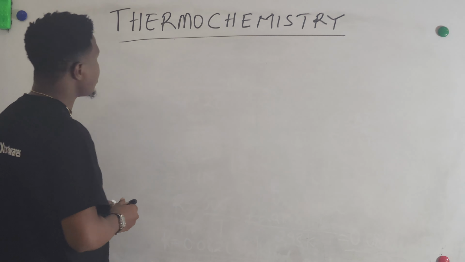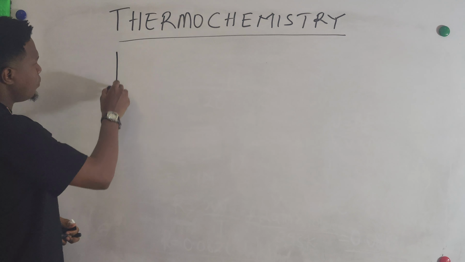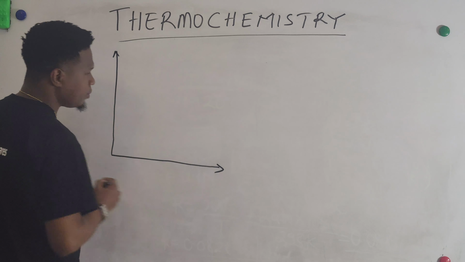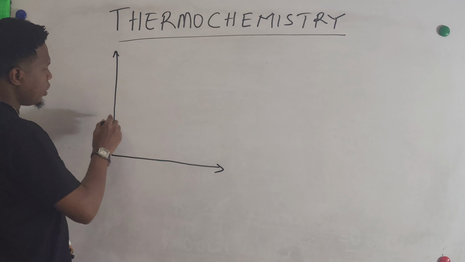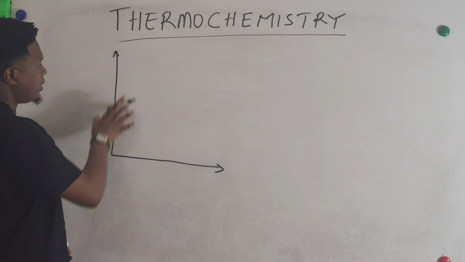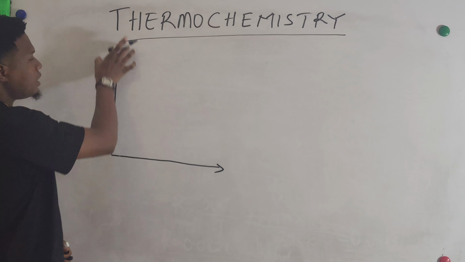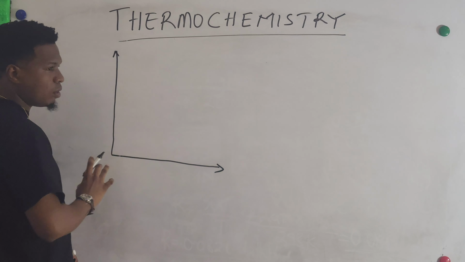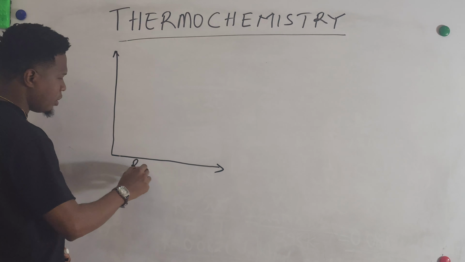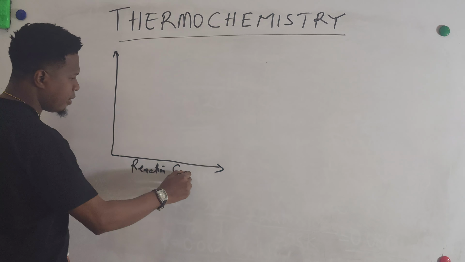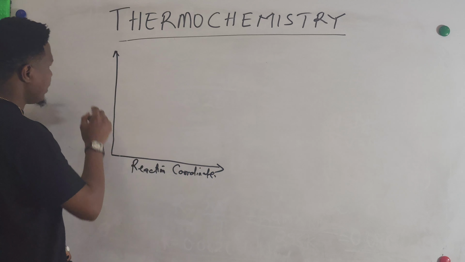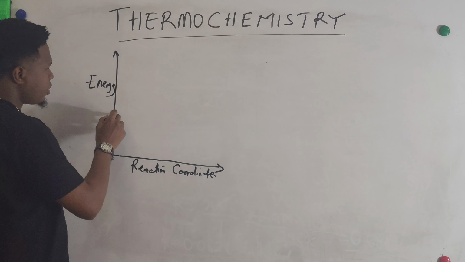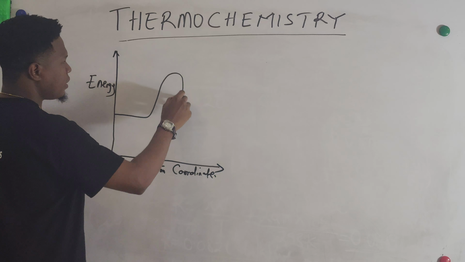So let me quickly show you how we can represent these endothermic and exothermic reactions graphically. When you have something like this, we call this the energy profile diagram. The vertical axis represents the energy, the potential energy, while the horizontal axis represents the reaction coordinate.